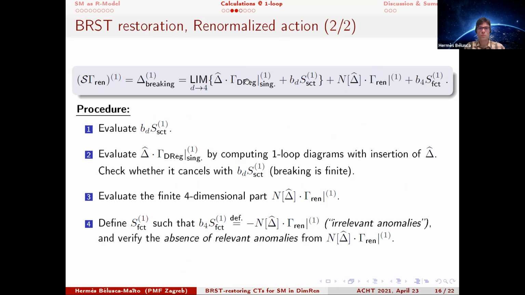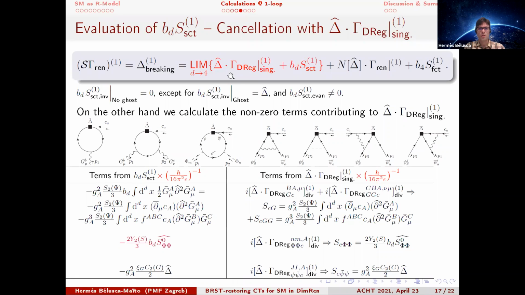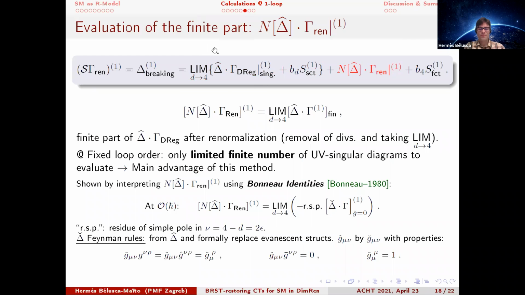So we first check that these two terms in red here do actually cancel, and this involves calculating extra diagrams with insertion of the breaking term. And this is what happens. Then we look at the finite part. This basically corresponds to looking at the finite contribution of the diagrams that were needed as well in order to calculate the divergent contributions here. And the nice thing about this technique is that we can show that there is only a limited finite number of these diagrams to evaluate here at any loop order.